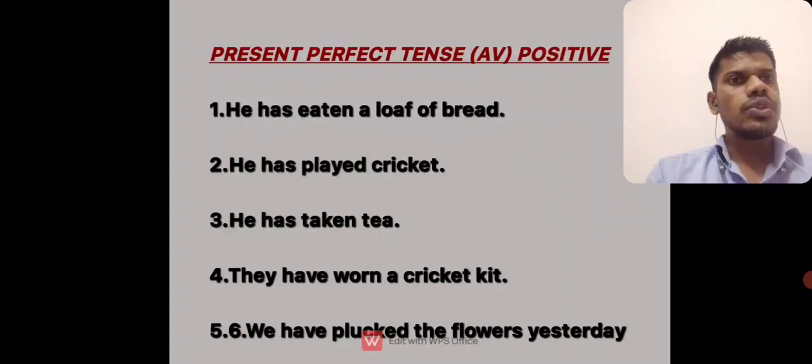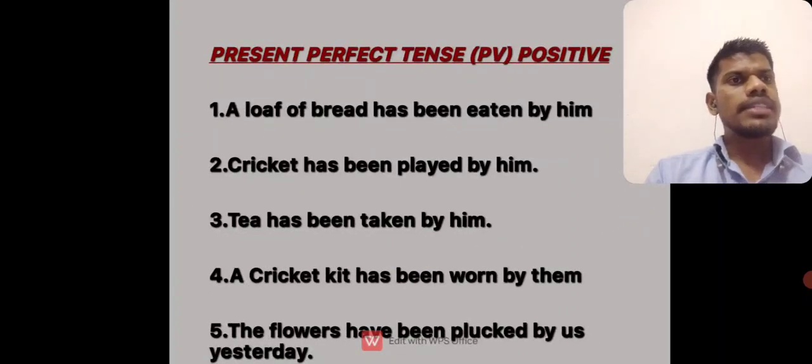Then we have to use have form, that is has. Why do we use has? Because here we need to use only has since we find the object is singular. In place of that object, if we find plural, then we have to use have in place of has. Since we have object singular, we have to use has. So the answer is: a loaf of bread has been eaten by him.